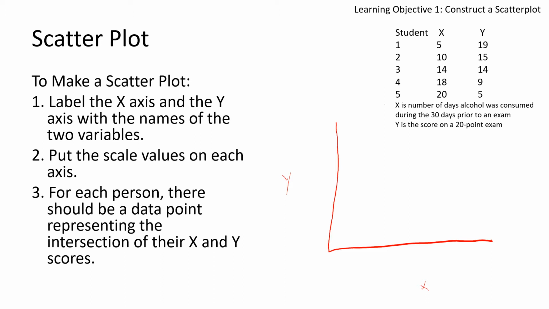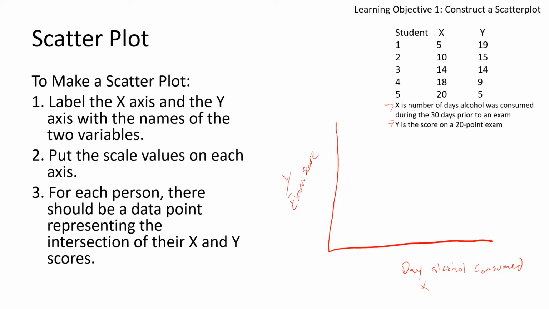So up here, what do we got? We got x is the number of days that alcohol was consumed. So we've got days. We could even say days alcohol consumed. Or you could just say days. And it looks like x goes up to 20. We'll get to that in a second. On y, it is the score on a 20-point exam. So exam score. If I can write today. So we now have labeled our x and our y axes.